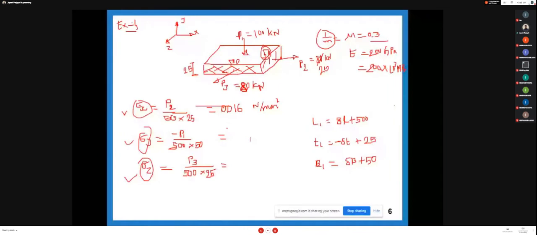Why don't you get this much? You consider in Newton, and this stress means Newton per mm square. So P2 is 20 into 10 power 3 divided by this area, not directly 20 upon this. Because if you consider in kilonewton, your stress will be kilonewton per meter square. How much? 16. Yes, so this value is 16.